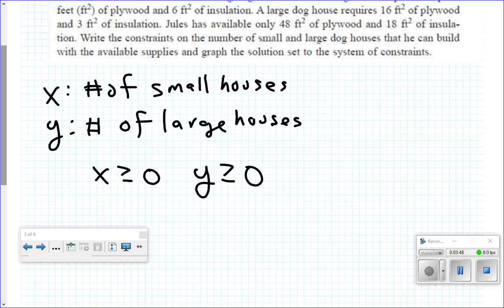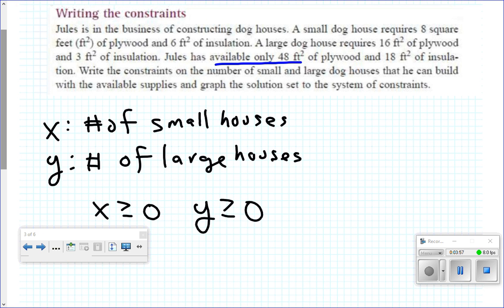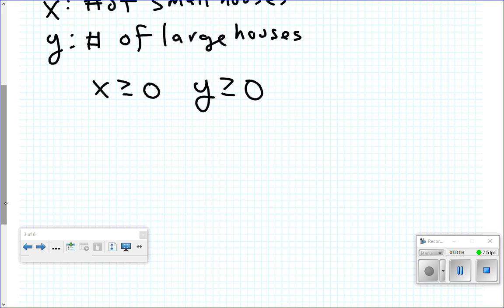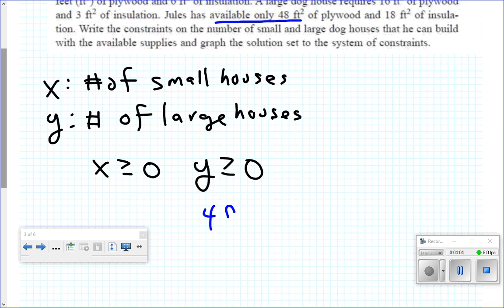But we also can find other constraints, one of which is the fact that he has available only 48 square feet of plywood. So I'm going to scroll down here. There we go. So he only has 48 square feet of plywood. And I'm going to identify another constraint. He has only available 18 square feet of insulation. So that's 18 for the insulation.